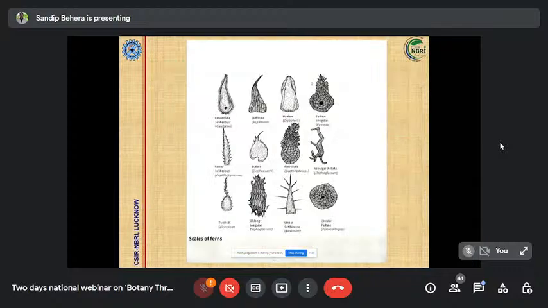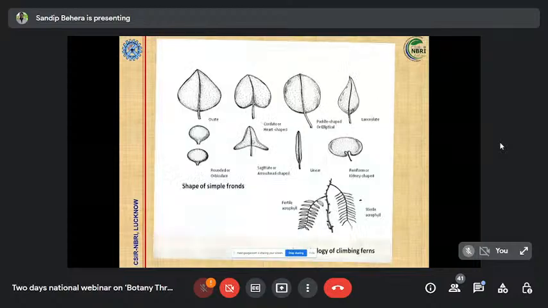Now these are the types of scales. Some are lanceolate, with setiferous. Some are clathrate. These are terminology you have to remember. Some are hyaline. Hyaline means it's transparent, you can see through it. Sometimes it is peltate. Sometimes it is linear but dentate. Setiferous, bullet. Sometimes it is circular. Sometimes it is linear and setiferous with long spine-like structures. These are the different types of scales.